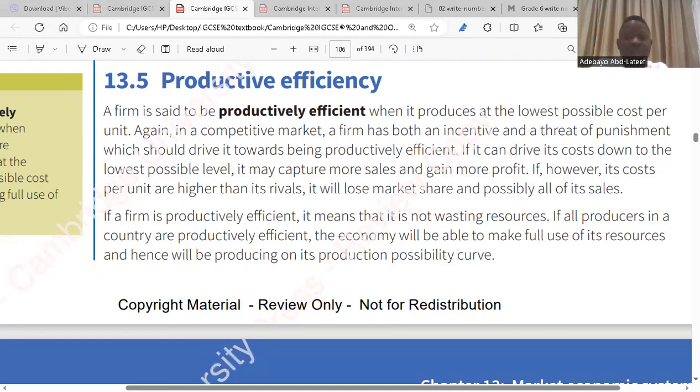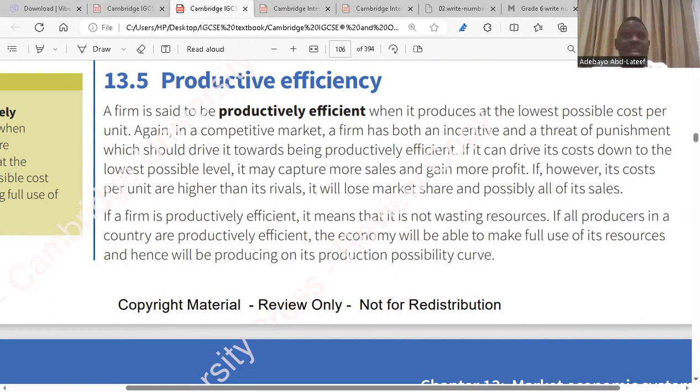Again, in a competitive market, the firm has both an incentive and a threat of punishment, which should drive it towards being productive efficient. It can drive its costs down to the lowest possible level to capture more sales and gain more profits. If, however, its costs per unit are higher than its rivals, it will lose market share and possibly all of its sales. So in a competitive market system, when we talk about productive efficiency, a firm has its gain and punishment. A firm will gain if it is able to reduce its unit cost, because at that point in time, it will be able to sell.